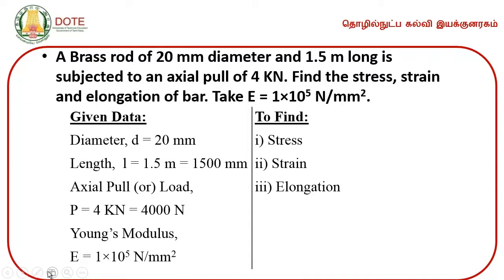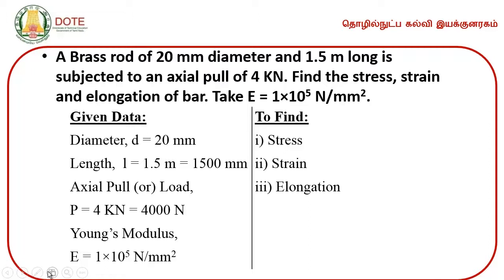A brass rod of 20 mm diameter and 1.5 meter long is subjected to an axial pull of 4 kN. Find the stress, strain and elongation of bar. Take E as 1 into 10 to the power 5 Newton per mm square.